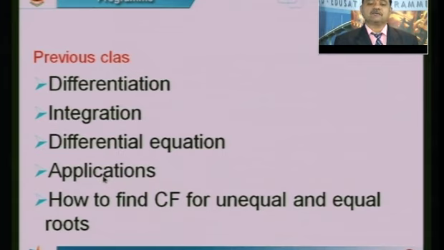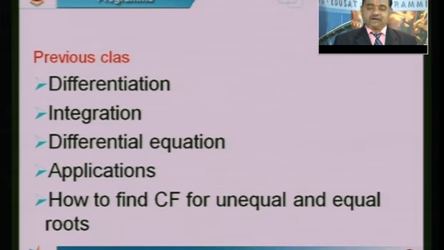The solution is of two parts. One is the complementary function, another is the particular integral. We have seen already how to find the complementary function for unequal and equal roots. In the last class I gave you formulas for unequal roots m1, m2, m3 etc.: c1 e power m1x plus c2 e power m2x plus c3 e power m3x plus etc. For equal roots: c1 plus c2x plus c3 x square plus etc., whole bracket multiplied by e power mx. Those two we have already seen in the last class.